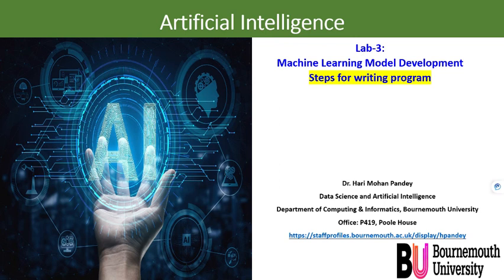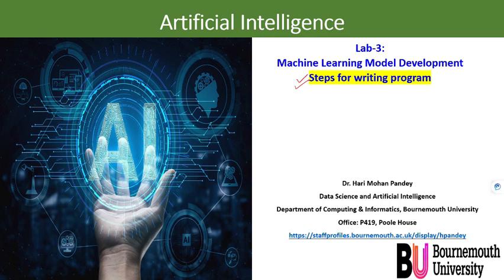So all in all, we discussed the 4 steps in machine learning model development: pre-processing of the data, then learning system, evaluation, and finally production. In this video, I will explain the steps which you should follow in order to develop your program, because when you are going to write your program, you need to follow some steps.